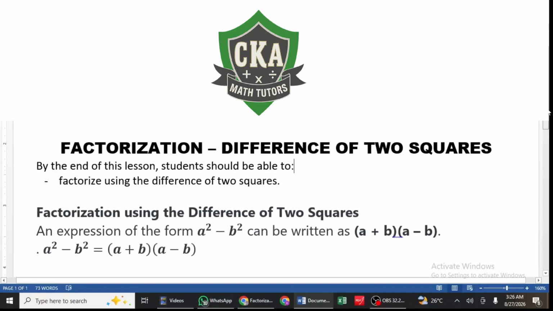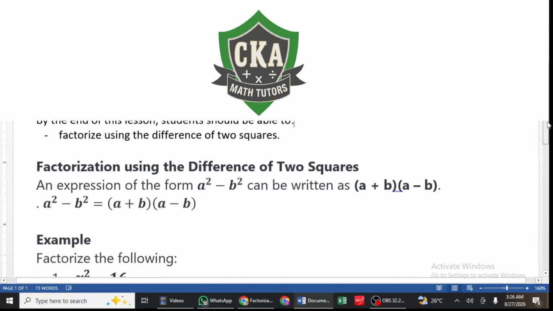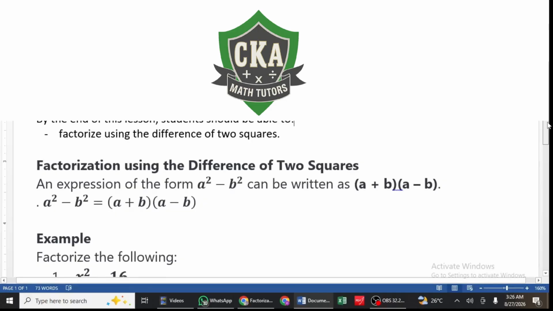Factorization using difference of two squares is an expression that is in the form of a squared minus b squared, and this can be written as (a plus b)(a minus b). Which means that when you have a difference between two squares, what you are going to do is to add the first one and minus the second one.